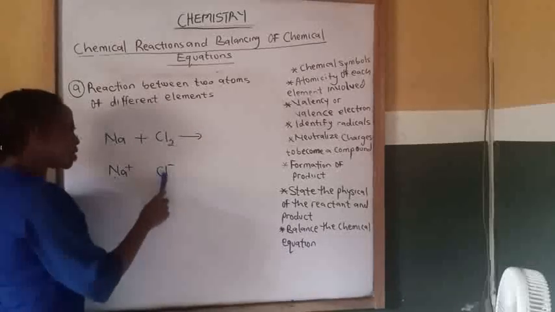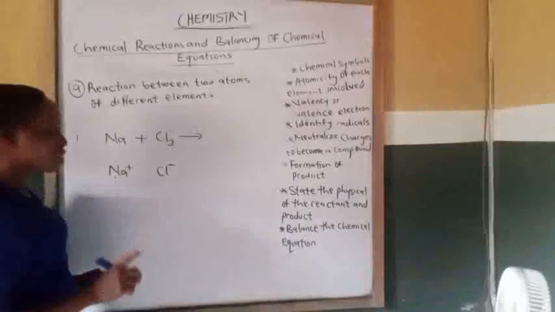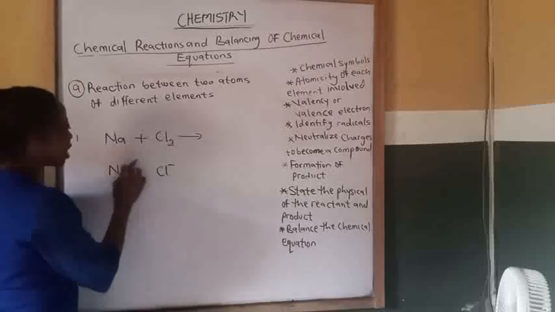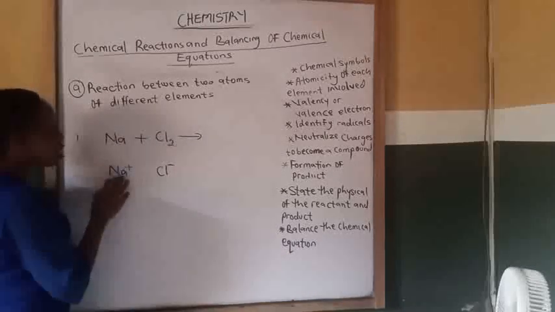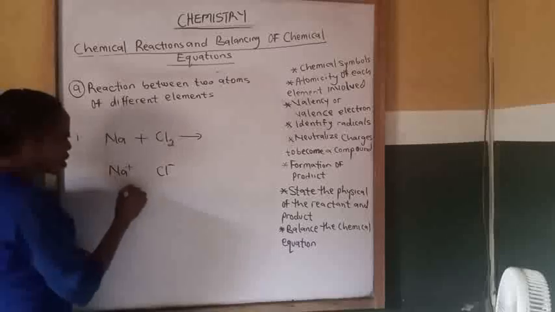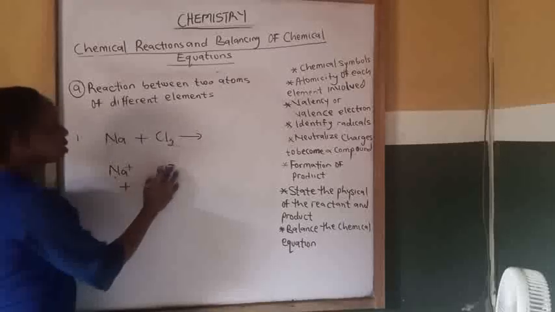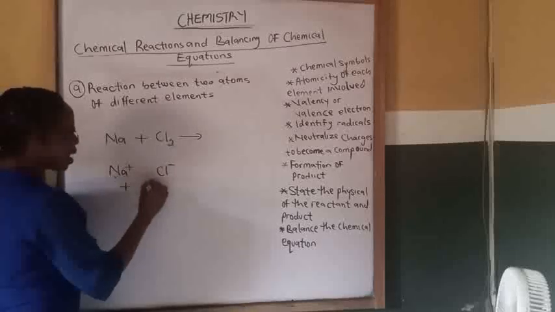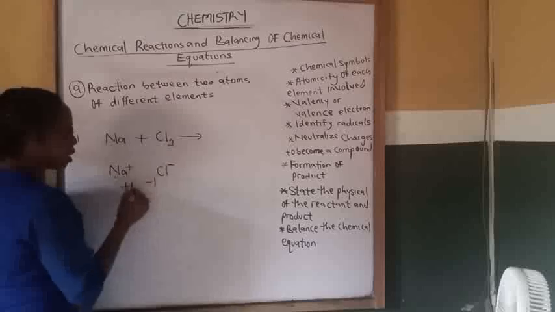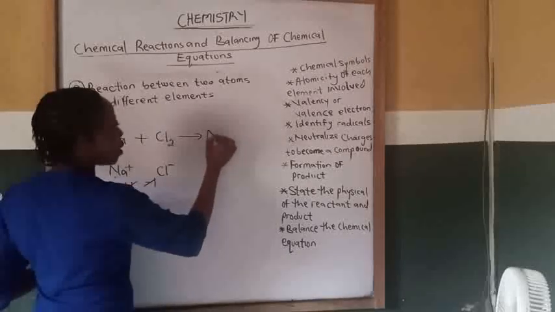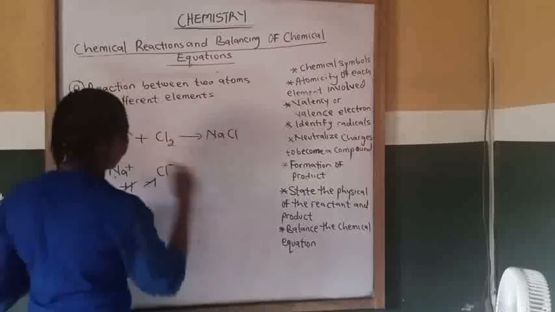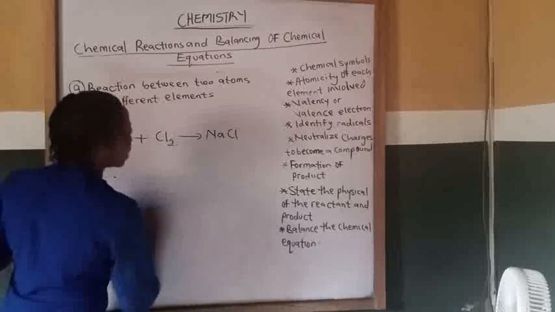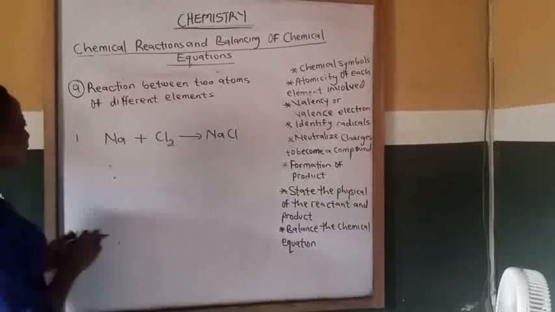Then you combine the two charges. Positive combines with negative, so the two charges must neutralize each other. The charge on sodium is plus 1, times 1 sodium, gives plus 1. Chlorine is minus 1, times 1 chlorine, gives minus 1. So plus 1 minus 1 cancel each other. Therefore, our product will be NaCl. We have written our products now.